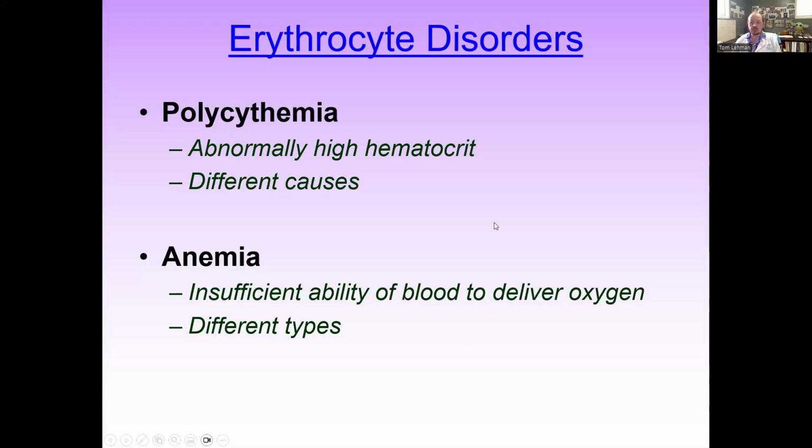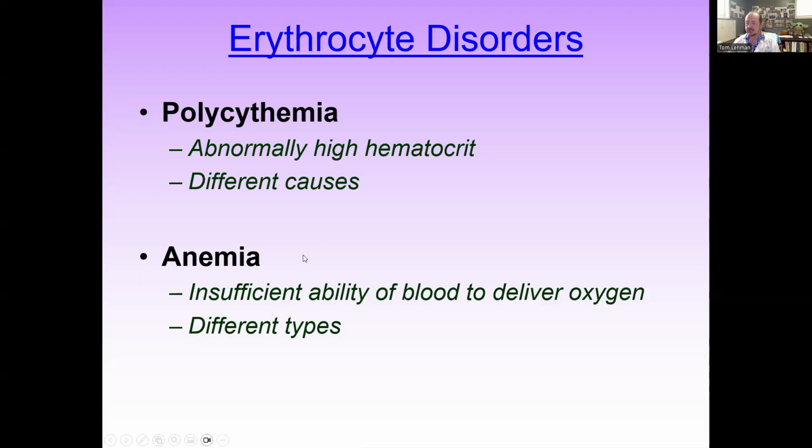Problems with the erythrocytes really fall into two categories: too much or not enough. If your hematocrit is abnormally high, this is referred to as polycythemia. And I say abnormally high. If you live at high altitude like Flagstaff, Arizona, 7,000 feet in altitude, your body's going to naturally make more erythrocytes to carry more oxygen because of the thinner air. You would have a hematocrit higher than 45 normally. But if for an abnormal reason you have a high hematocrit, this is referred to as polycythemia. We'll get into more details of this in a second.